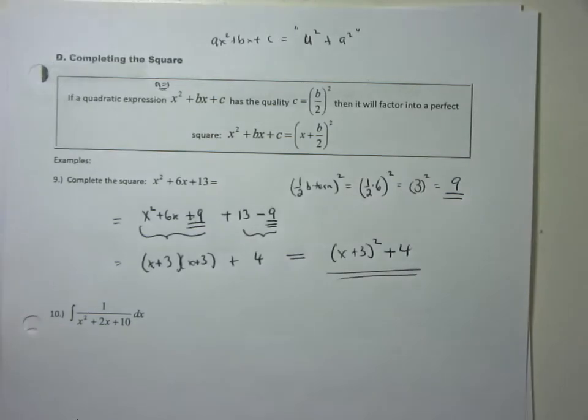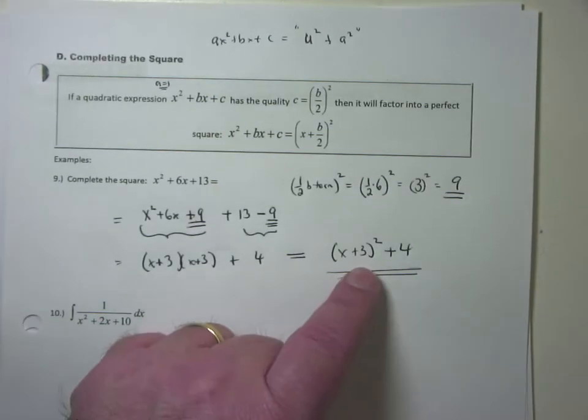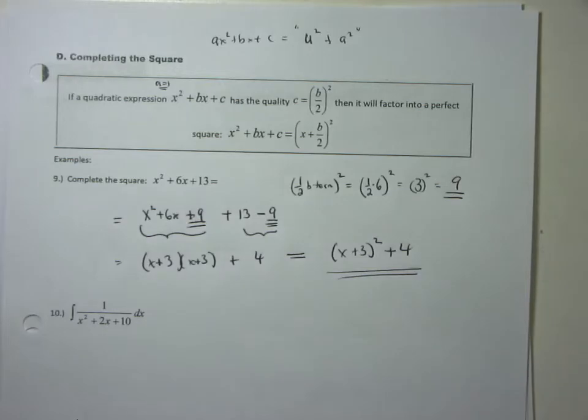You've completed the square. And now, with your denominators looking like this, you can do an arctangent route on that with the u substitution stuff.